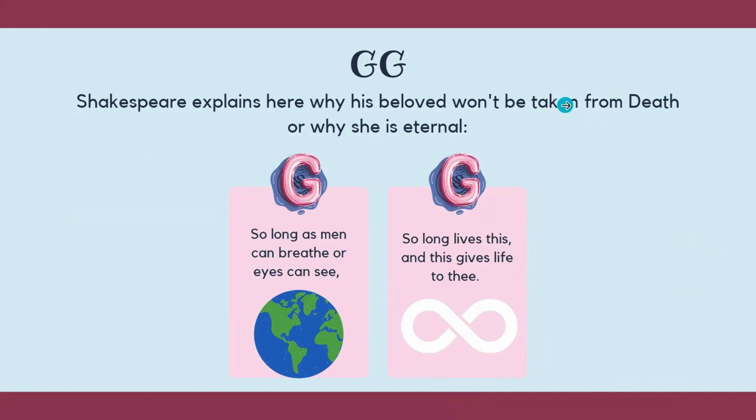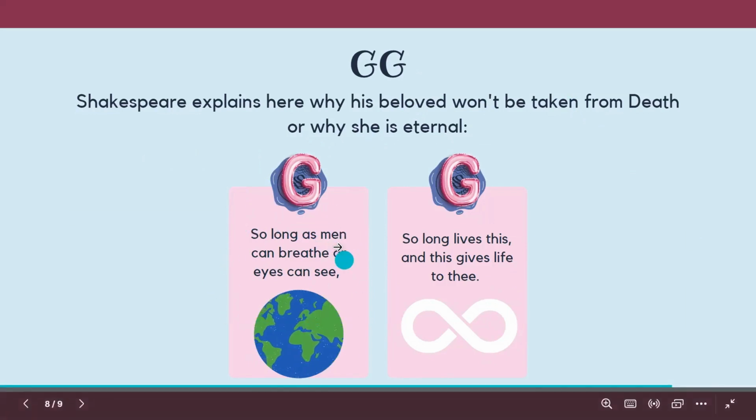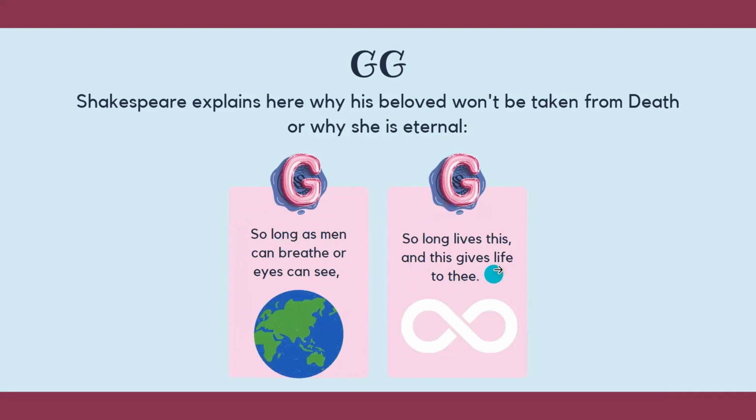Then the last stanza, GG, Shakespeare explains here why his beloved won't be taken by death. Okay, I explained that already, but I'll continue. Why she is eternal. So we mentioned the poem in the last one, eternal lines. As long as men can breathe or eyes can see, so as long as people can live on and read the poem, so long the poem will live on and it will give life to you.